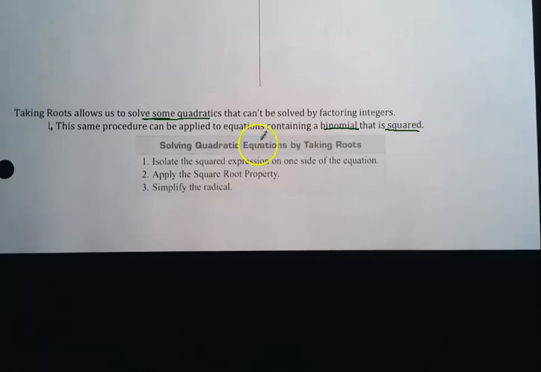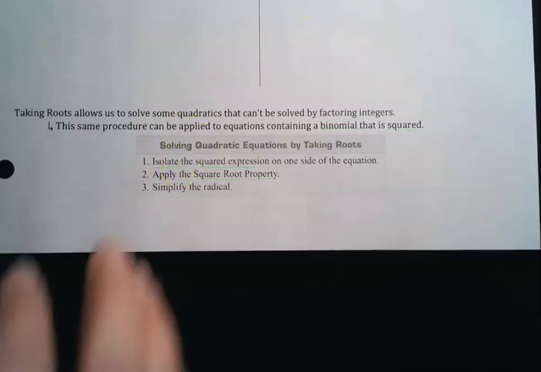So solving quadratic equations by taking roots. Our steps here are to isolate. We walked through them, but we're going to look at them. We're going to isolate the squared expression on one side of the equation. Apply that square root property, so take the square root of both sides, and then simplify the radical. Again, we did it in example 1, but we're going to have it there to remind you so that we can do it some more.